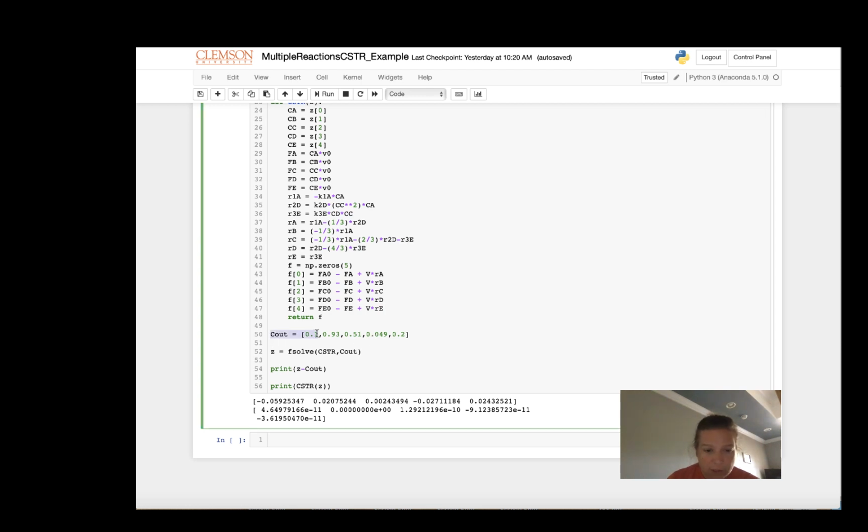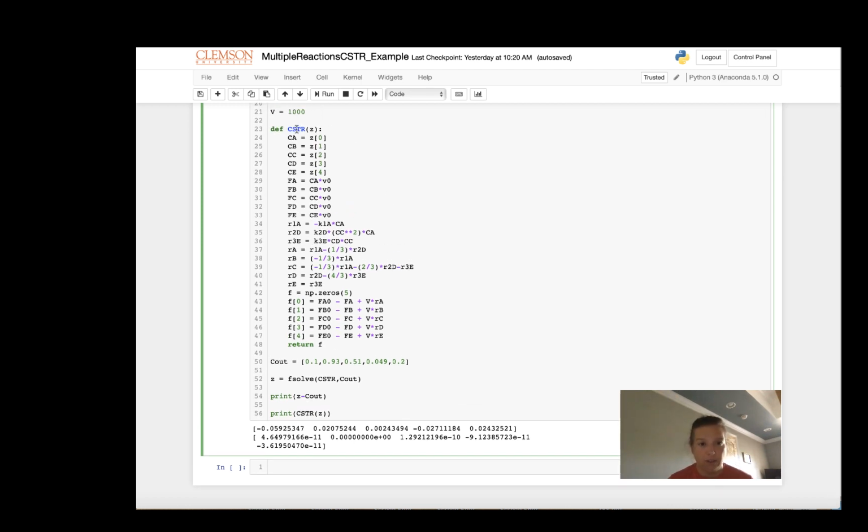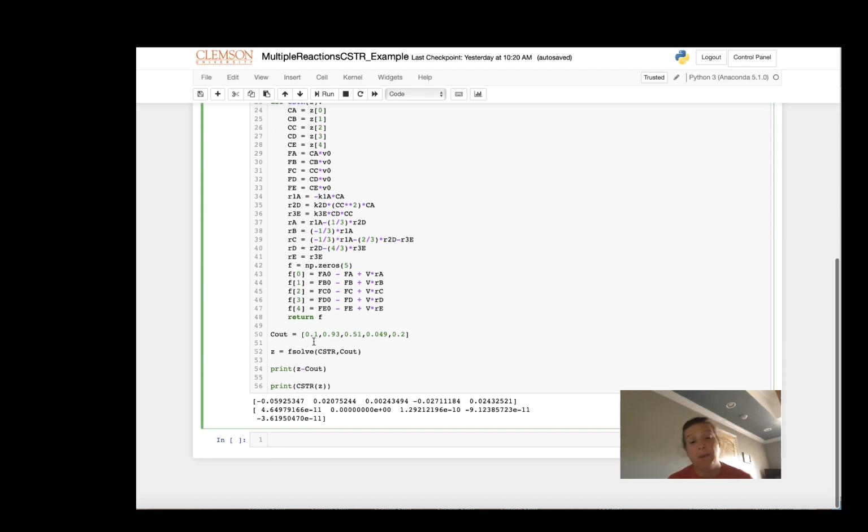One thing I have to do is provide a guess at what the concentrations should be. This Python code is going to solve for these concentrations, these things that I define here, and so I have to give a guess as to what those should be. In this problem, I actually know that answer because I was given that information. So I'm going to put that information here.